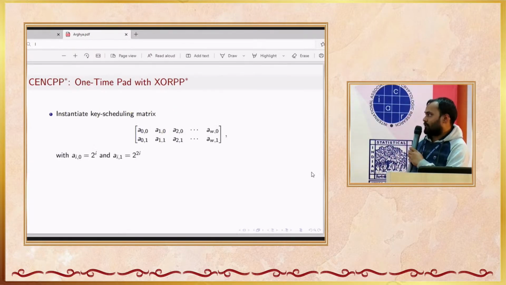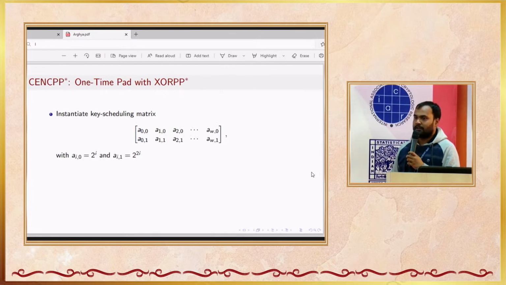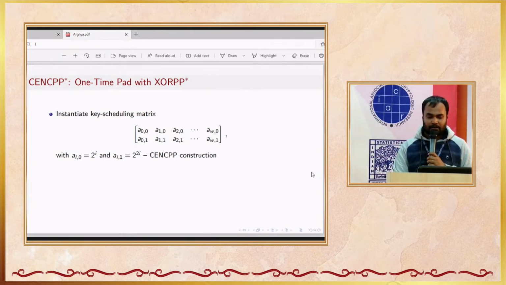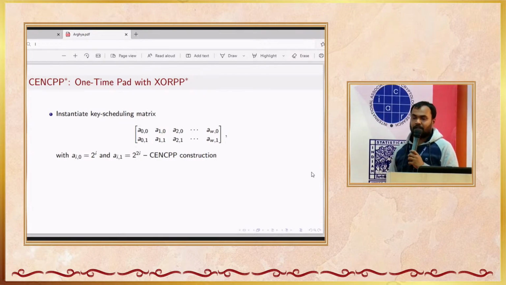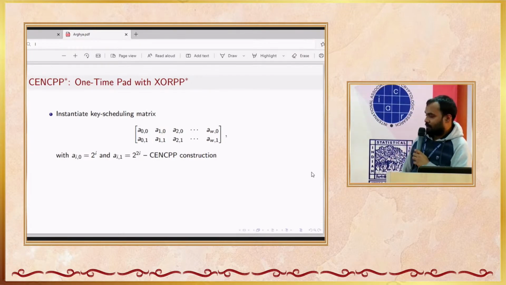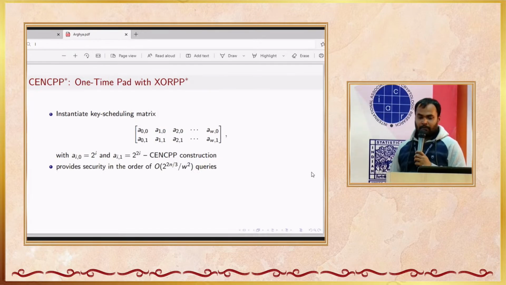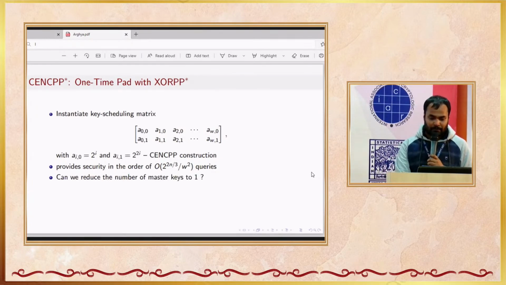This is the key scheduling matrix which we used, and in our particular case, we instantiated the variables with these values, and in that case, we named our construction CENCPP. We obtained, as expected, beyond bound security with a factor of 1 by W squared. W is the length of each block, so it's a constant factor.